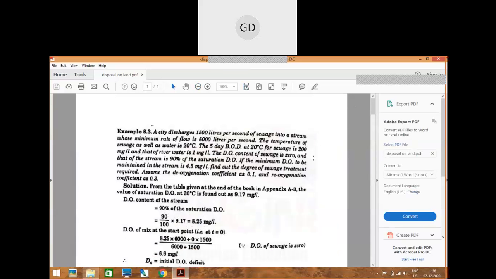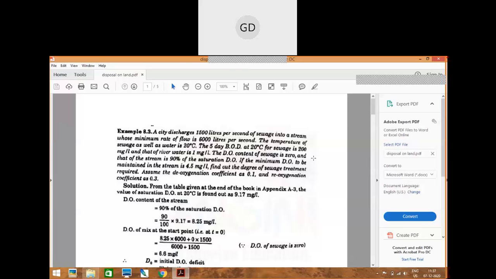The temperature of the sewage as well as water is 20 degrees Celsius. The 5-day BOD at 20 degrees for sewage is 200 milligram per liter and that of river water is 1 milligram per liter. The DO content of sewage is 0 and that of the stream is 90% of the saturation DO. If the minimum DO to be maintained in the stream is 4.5 milligram per liter, find out the degree of sewage treatment required. Assume the deoxygenation coefficient as 0.1 and reoxygenation coefficient as 0.3.